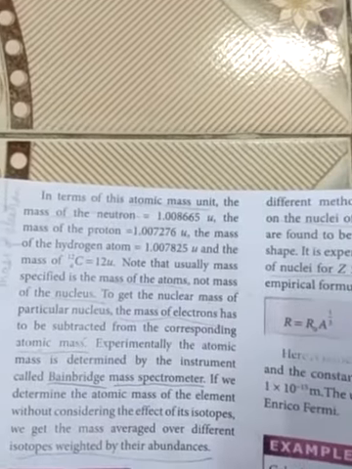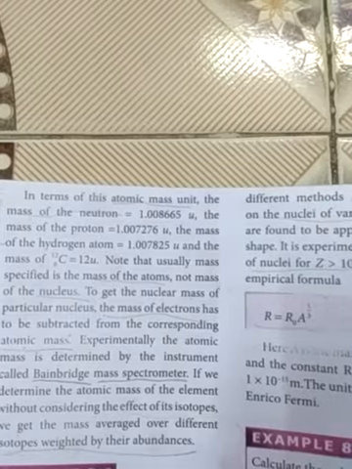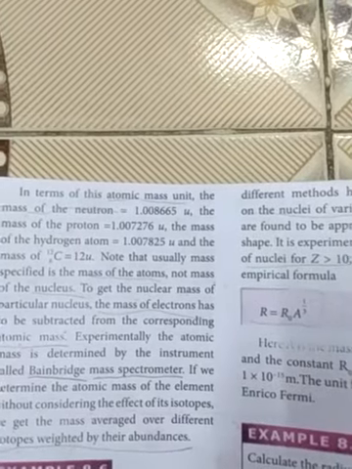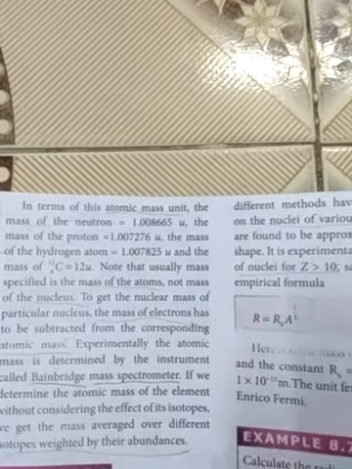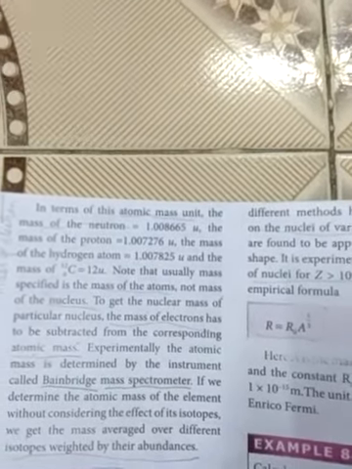So next you see that in terms of atomic mass unit, the mass of neutron is 1.00865 u. The mass of proton is 1.007276 u. The mass of hydrogen atom is 1.007825 u. And the mass of carbon C-12 equals 12 u.